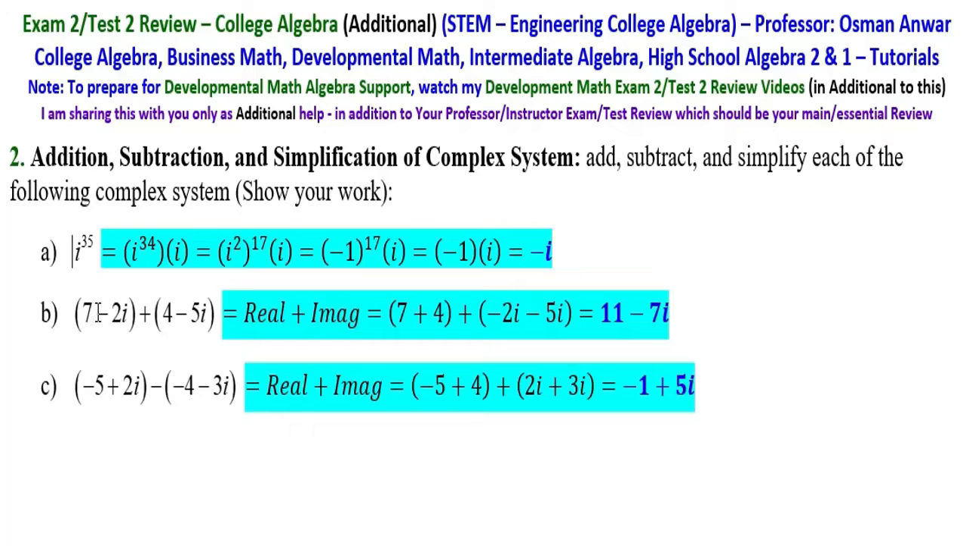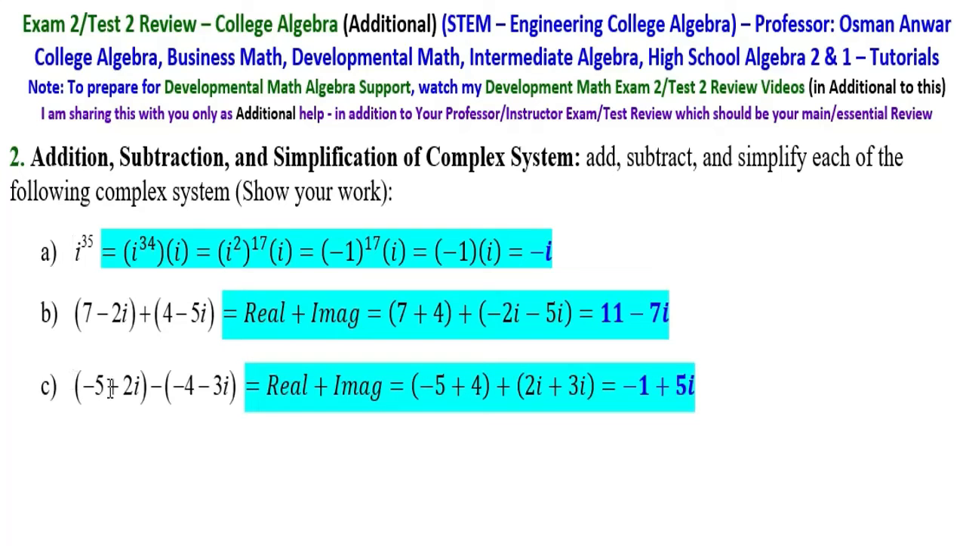B. 7 minus 2i plus 4 minus 5i. So add the reals and add the imaginary. The reals are 7 and 4, 7 plus 4. And the imaginary are minus 2i plus minus 5i. 7 plus 4 is 11, minus 2i minus 5i is minus 7i.